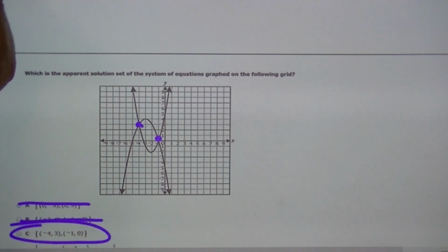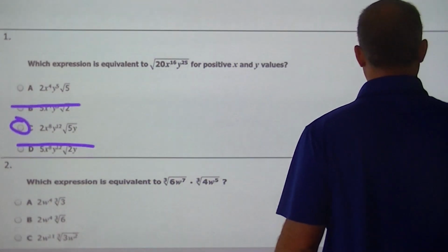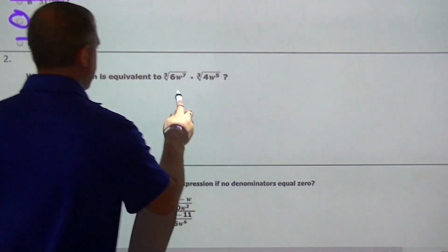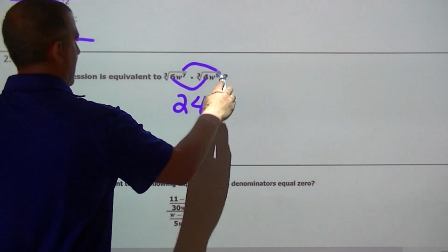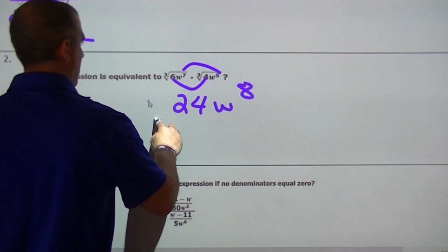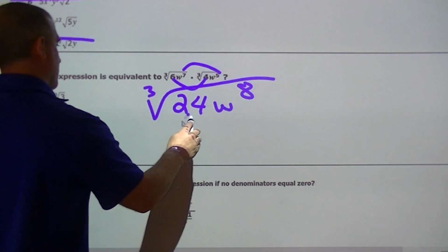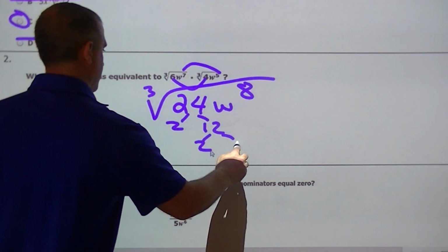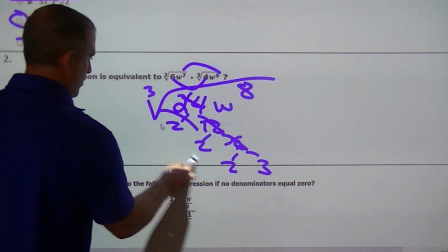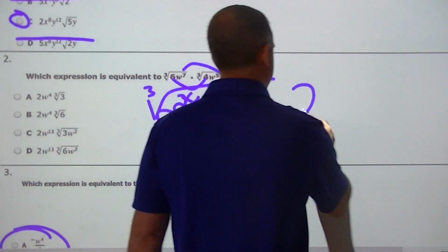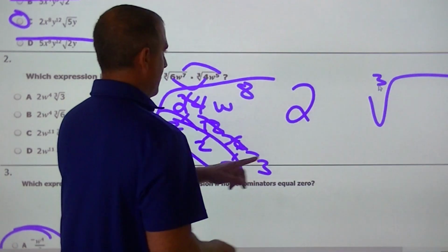Now, I want to go back and do all the other ones that I didn't do. So let's see where we're at. I did not do 2. The idea here is I want to multiply. That would be 24. And I want to add those, so that would be W8 all over, a cube root. So 2 and 12, 2 and 6, 2 and 3. Cross off all the ones with branches. Cube root, groups of 2. So I'd have one of those on the outside. The only thing left over is a 3.